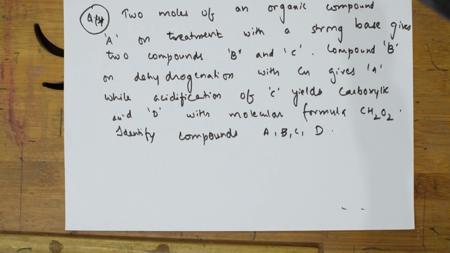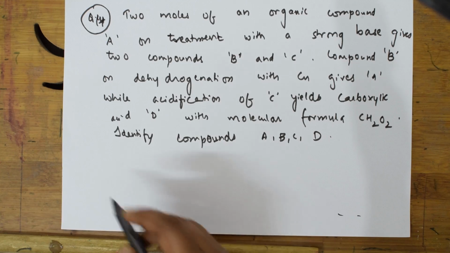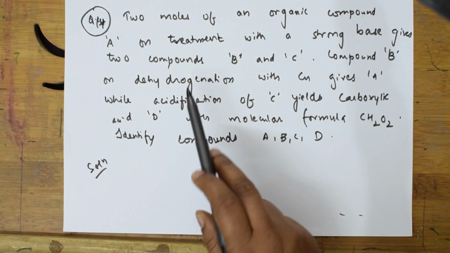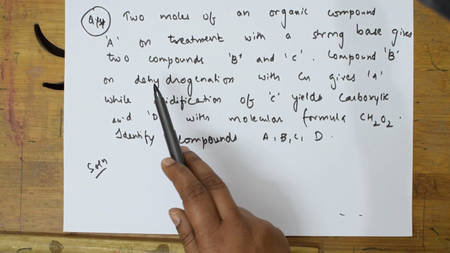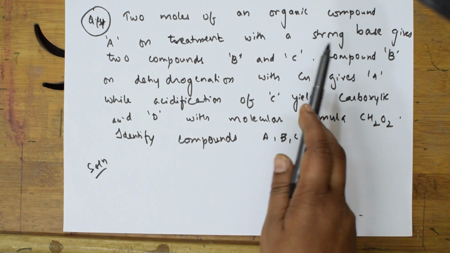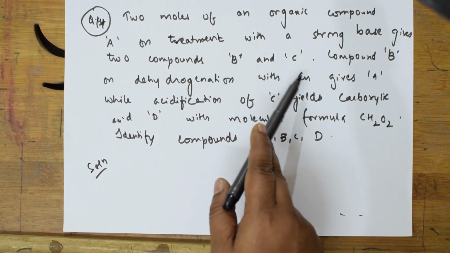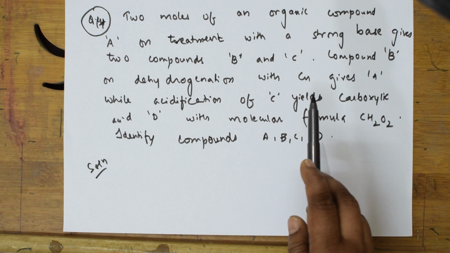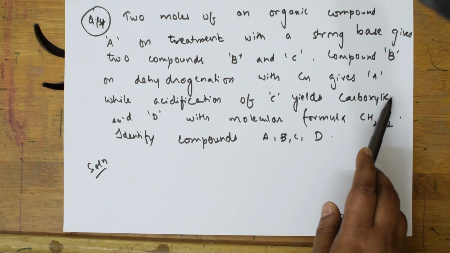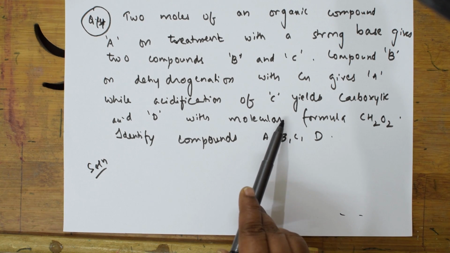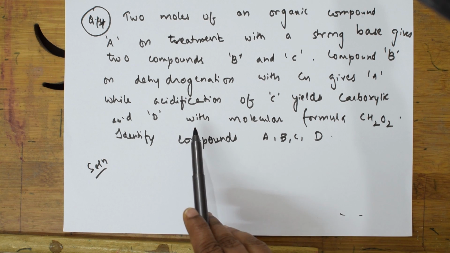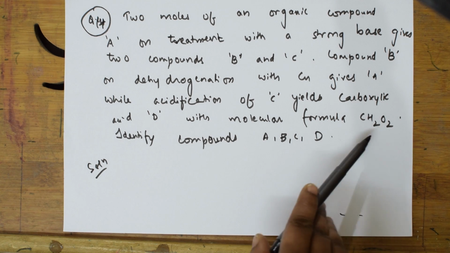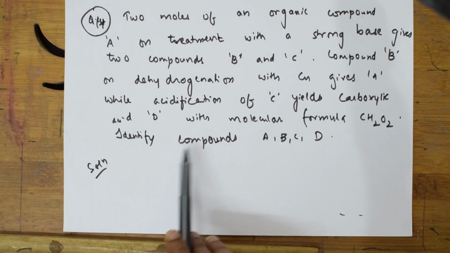Let's come back and start off with the 14th question. Let's see what is given in this. Let's read the question, make a summary of facts, and then start with analysis. So here, what did they give me? They said 2 moles of an organic compound A, on treatment with a strong base, gives 2 compounds B and C. Compound B on dehydrogenation with copper, that is removal of hydrogen, gives A, while acidification of C yields carboxylic acid D with molecular formula CH2O2. Identify compounds A, B, C, D.